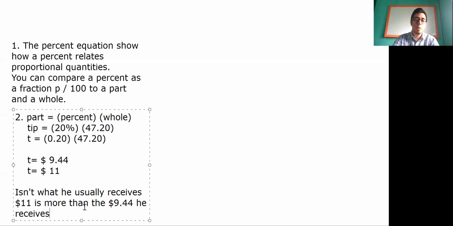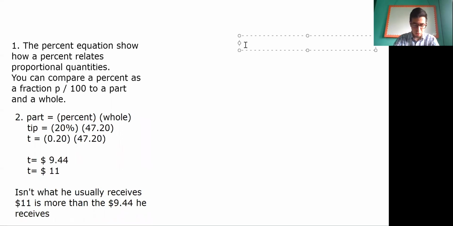Okay, we can complete this question in different ways, but the idea is the same. He received more money this time. He usually receives only 9.44, but he received 11. It's $1 with 56 cents more. So the whole idea of this is that it's more. Now we can go to example 3.